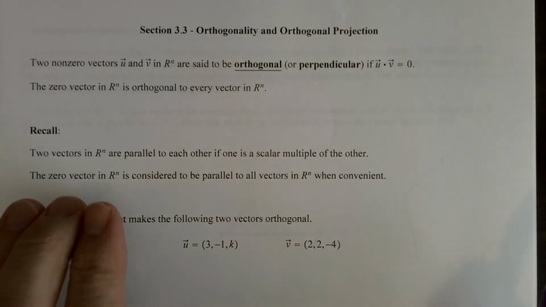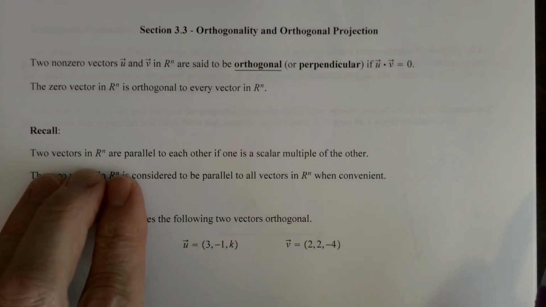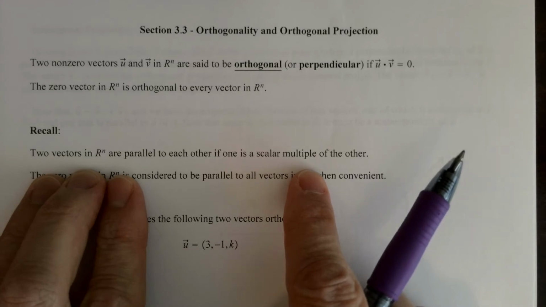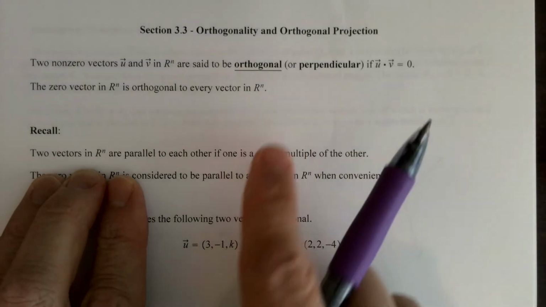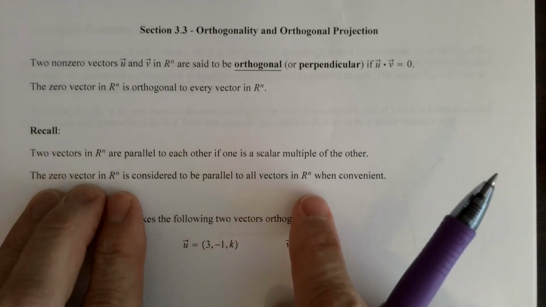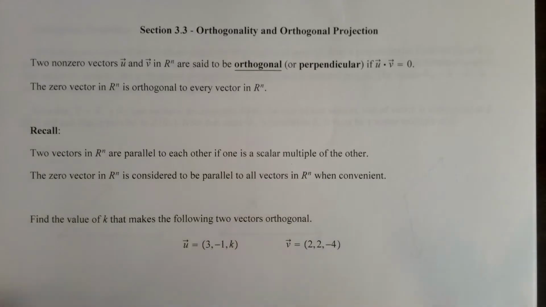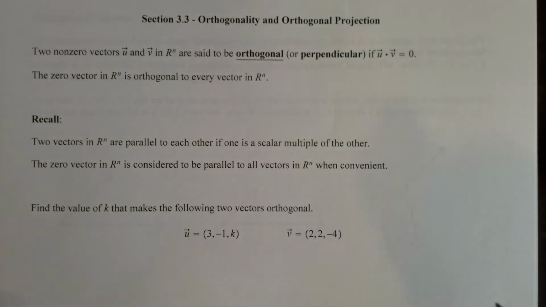Also then recall, two vectors in n space are parallel to each other if one is a scalar multiple of the other. So we've got two concepts of vectors being orthogonal and being parallel. Now the 0 vector, remember, also is considered to be parallel to all vectors in n space, and so it's the one vector that's both orthogonal and parallel to every vector in n space. Kind of a weird thing, but that's again the uniqueness of the 0 vector. But let's play around with these ideas. So two important ideas: orthogonality that we've just talked about, and parallel.